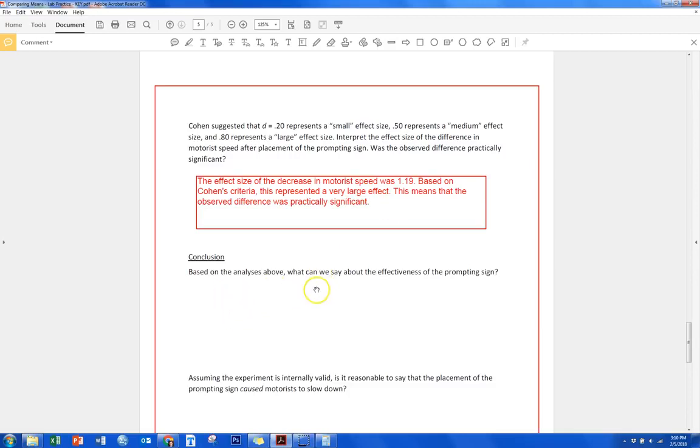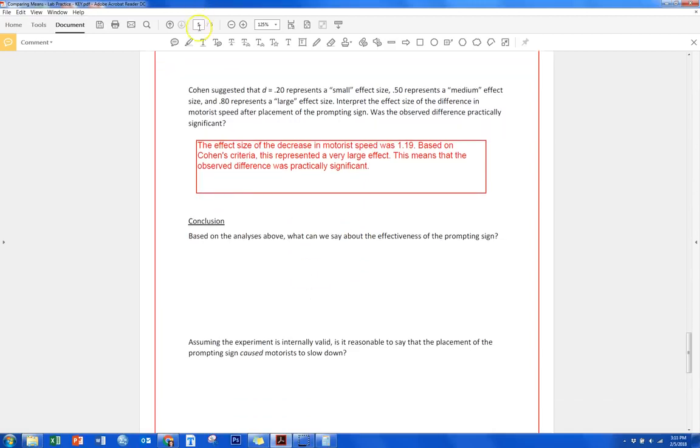So based on the analyses above, what can we say about the effectiveness of the prompting sign? Okay, well, let's talk about that. All right. So again, I always like to put this in practical language, in everyday terms that make sense, so we're not just ending with some numbers. We want to interpret those and make sense out of it.